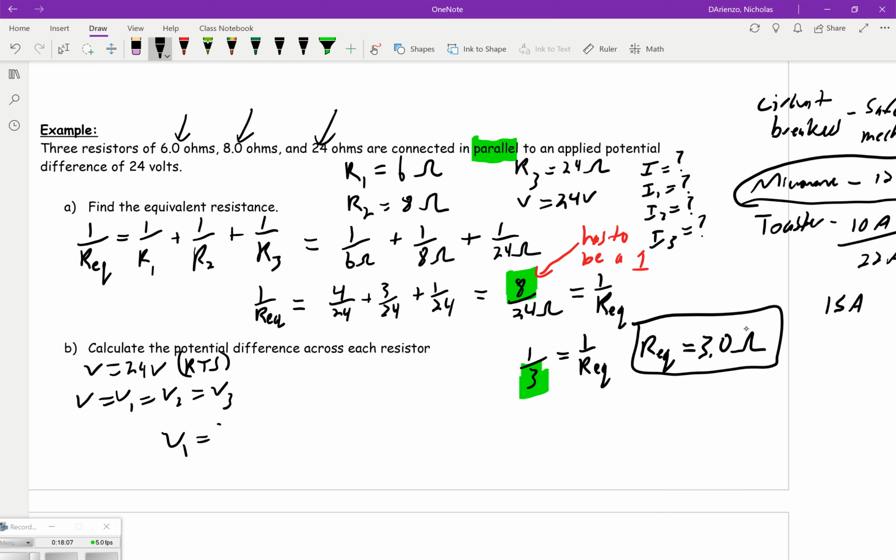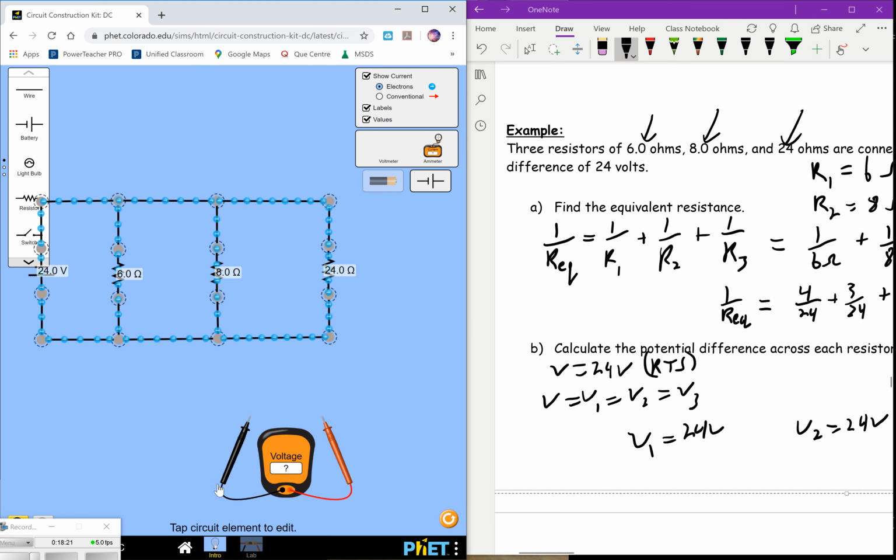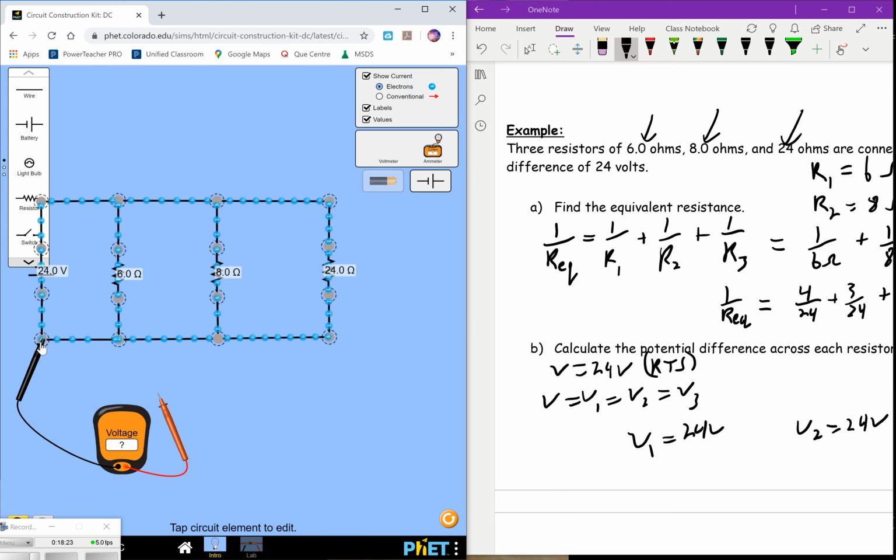So V1 equals 24 volts, V2 equals 24 volts, and V3 equals 24 volts. I want to check that. Now we did this before. We checked both sides of our, I flip those again. 24 volts there, so let's check across each resistor.